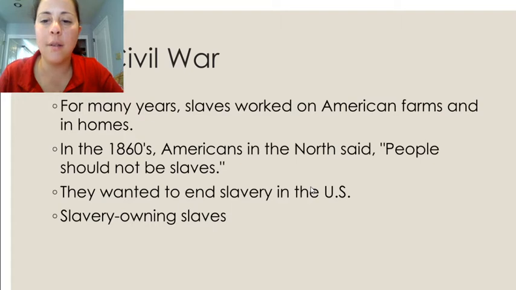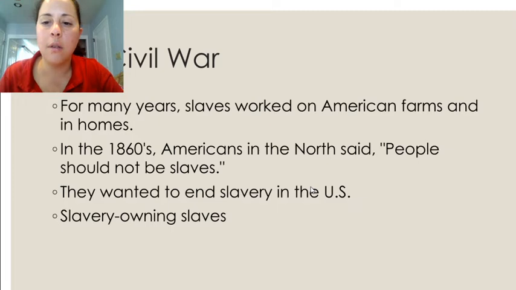In the 1860s, Americans in the North said people should not be slaves. Remember, the North wanted to end slavery in the United States. If you look at the picture on page 74, you can see two people fighting. One person is from the North and the other person is from the South. One person wanted to end slavery and one person wanted to continue slavery.